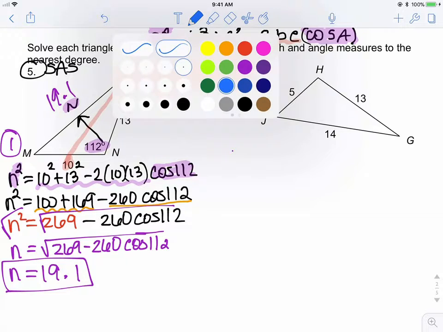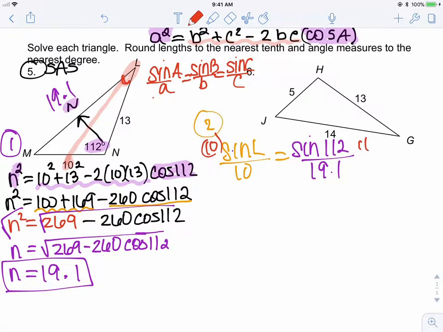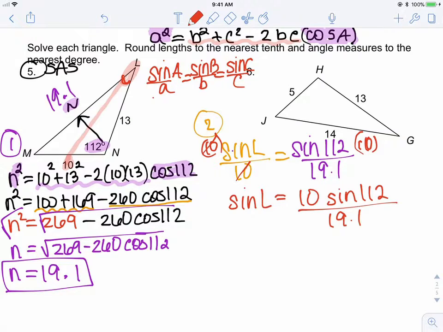So let's set this up. We're going to have sine of L over 10. This is step 2. It is equal to sine of 112 over 19.1. We can think of multiplying on both sides by 10 to get rid of that 10, so it goes away here. It's going to leave us with sine L is equal to 10 times sine 112, and then we have 19.1.